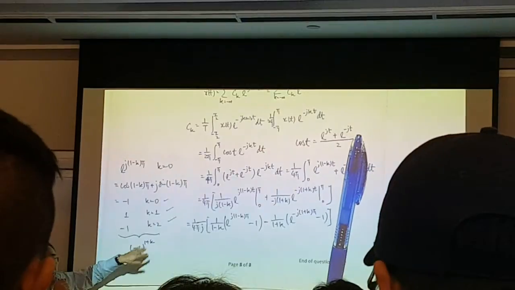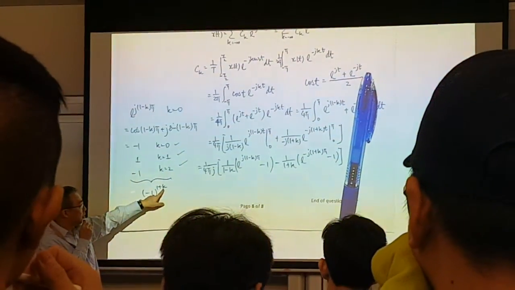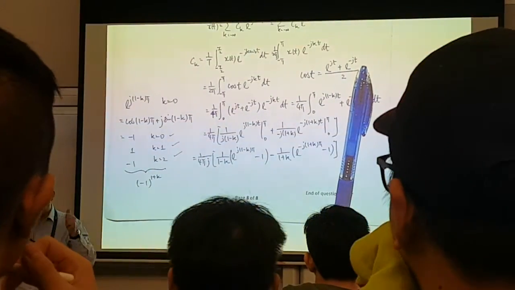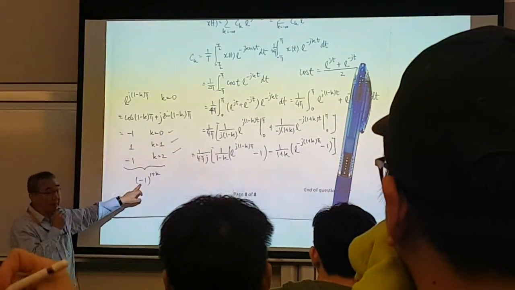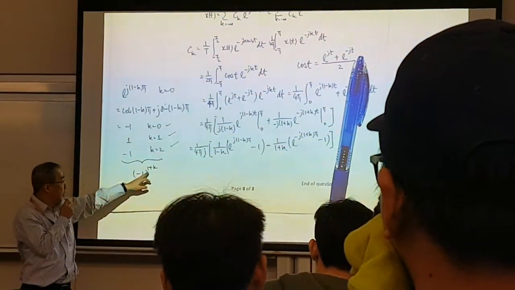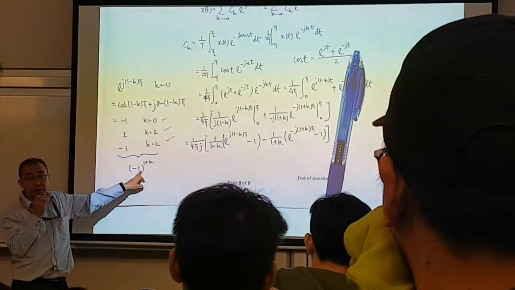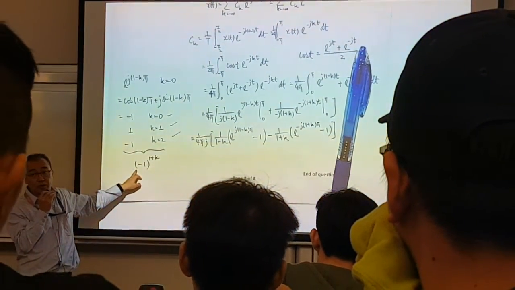So if you were to write it as minus 1 raised to the power of 1 plus k, what do you get? When k is equal to 0, minus 1 raised to the power of 1 is minus 1. When k is equal to 1, you have 1 plus 1 is 2. Minus 1 raised to the power of 2 is going to be equal to 1.